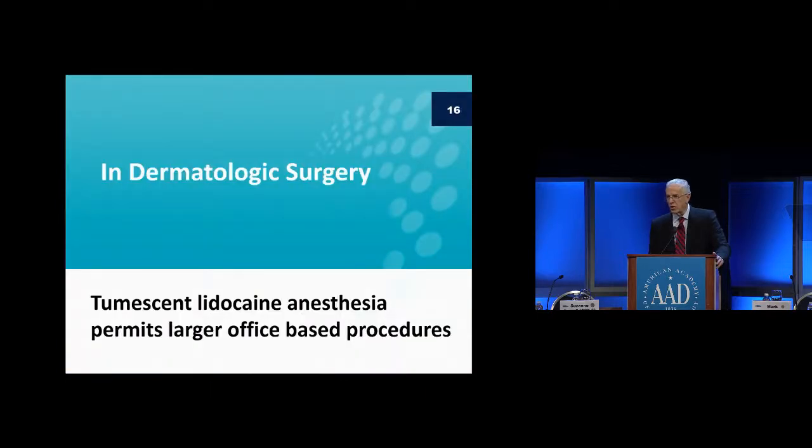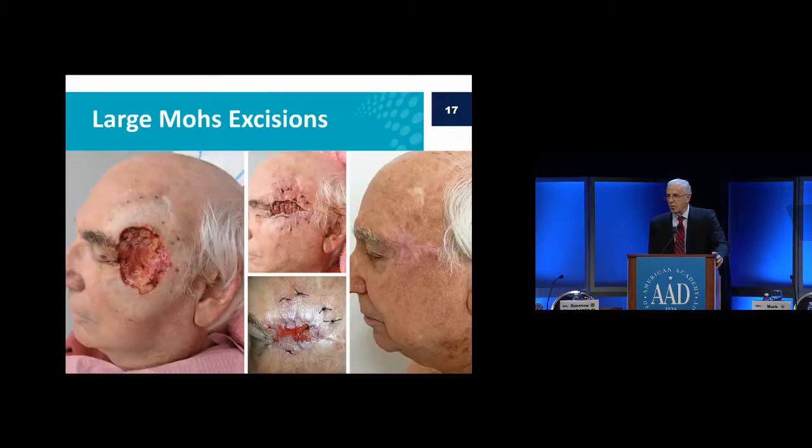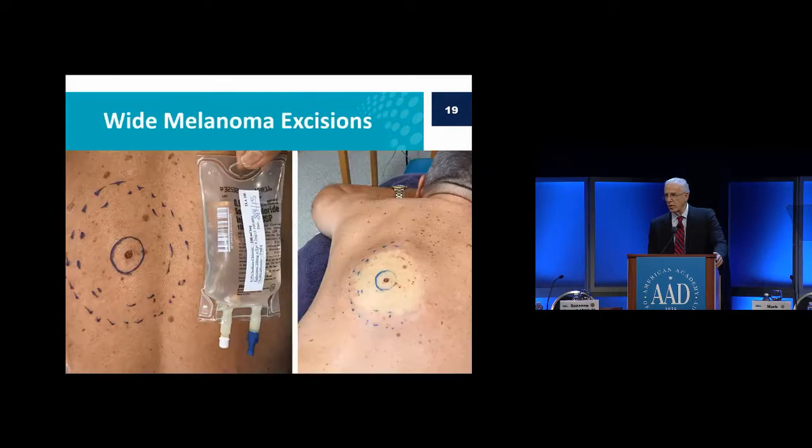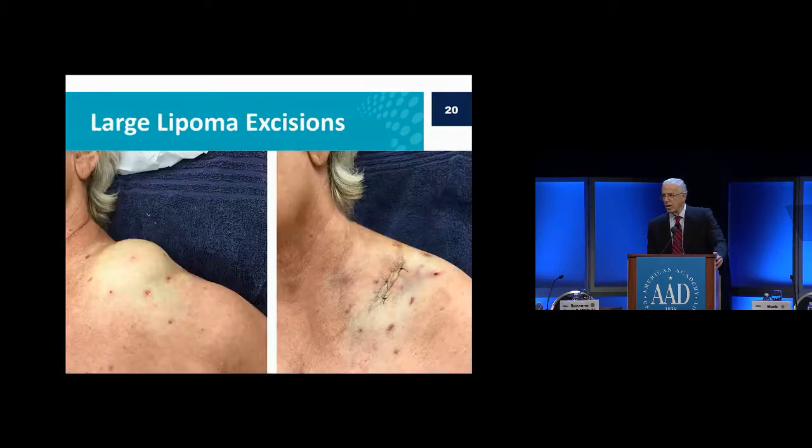Now in dermatologic surgery, tumescent lidocaine permits much larger office-based procedures, and these are just the procedures I do, but other outpatient procedures can be done. Very large Mohs excisions, large Mohs repairs, totally by local anesthesia, wide melanoma excisions, and easily done lipoma excisions.